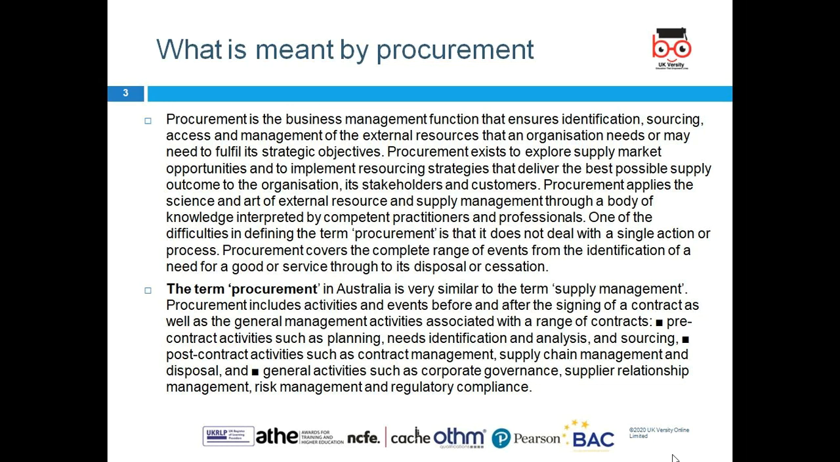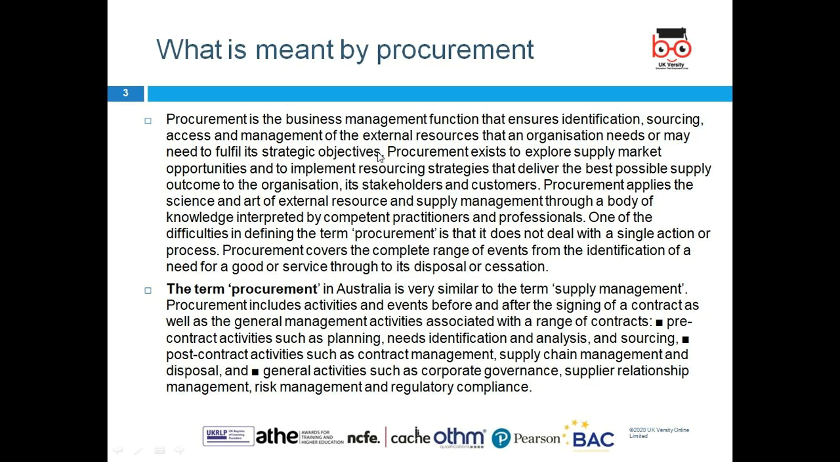Procurement, according to CIPS, the Chartered Institute of Purchasing and Supply, which is in the UK. They normally offer separate qualifications just on logistics, and we are doing OTHM as well, which is a quite similar qualification we are offering. Procurement is the business management function that ensures the identification, sourcing, access, and management of the external resources that an organization needs to fulfill its strategic objectives.